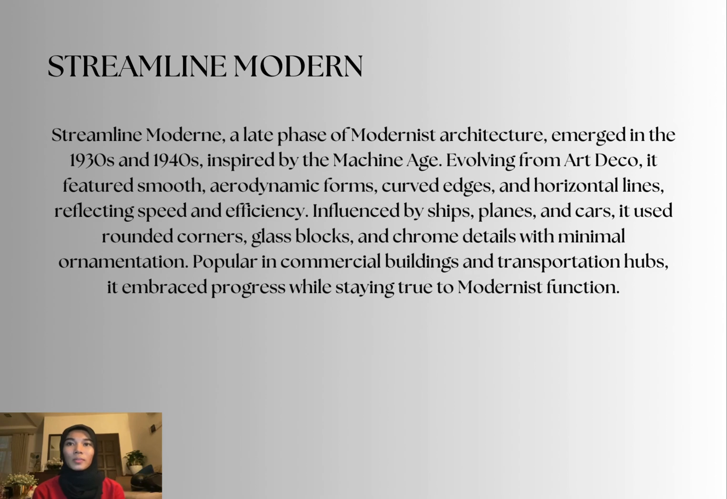Streamline modern, a late phase of modernist architecture, emerged in the 1930s and 1940s, inspired by the Machine Age. Evolving from Art Deco, it features smooth aerodynamic forms, curved edges and horizontal lines, reflecting speed and efficiency. Influenced by ships, planes and cars, it used rounded corners, glass blocks and chrome details with minimal ornamentation. Popular in commercial buildings and transportation hubs, it embraced progress while staying true to modernist function.